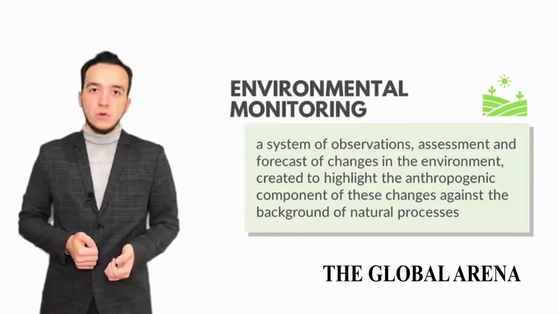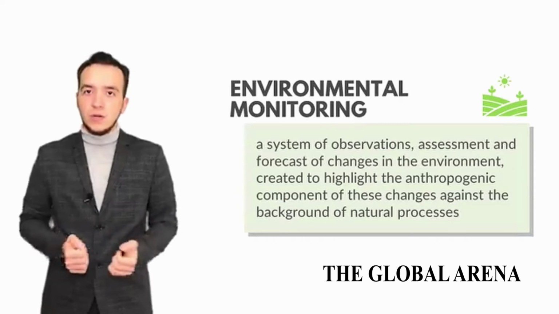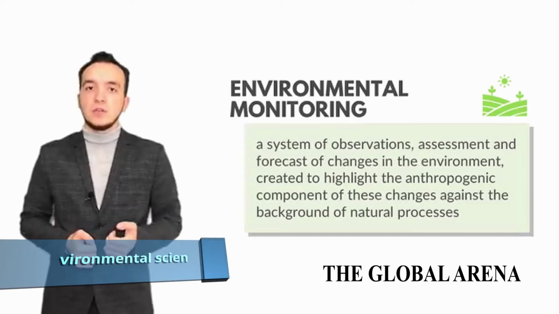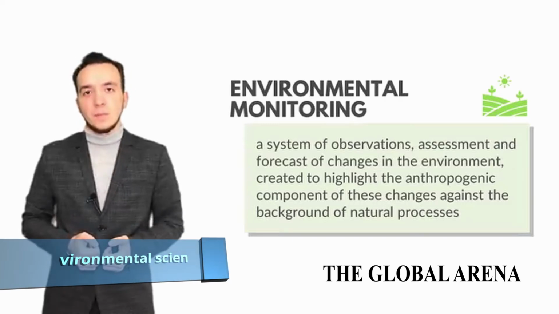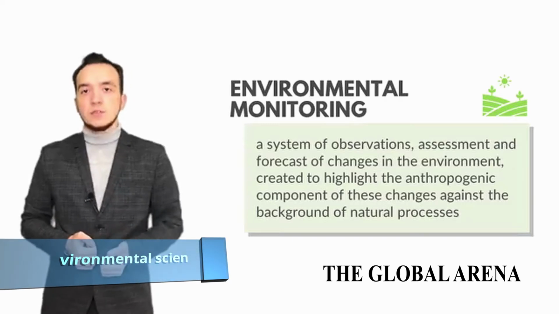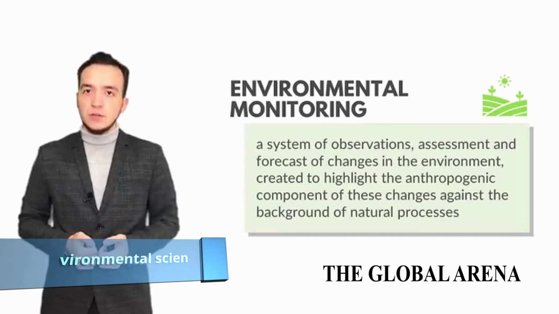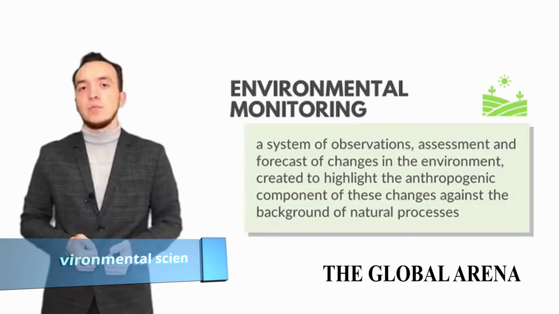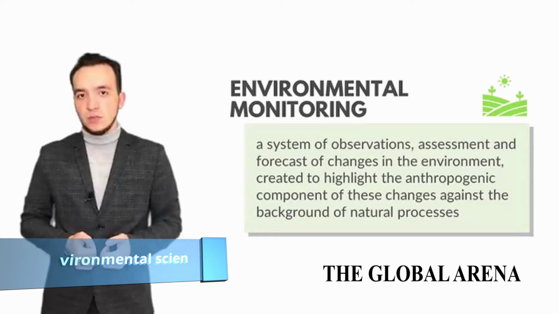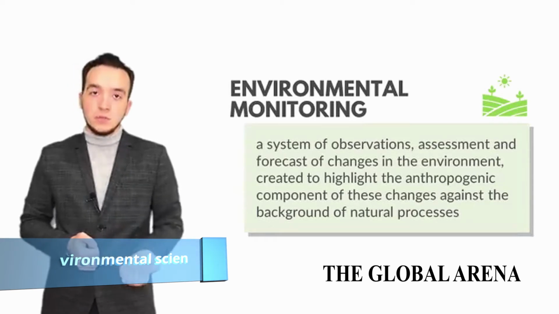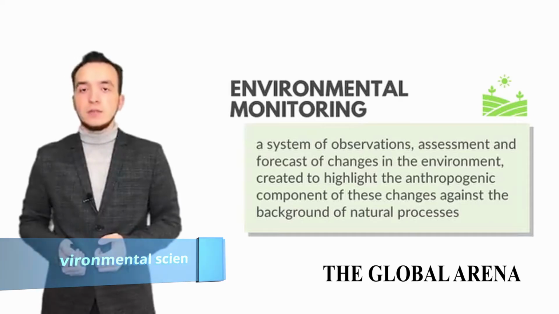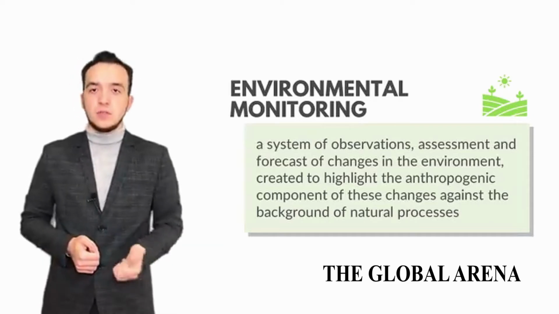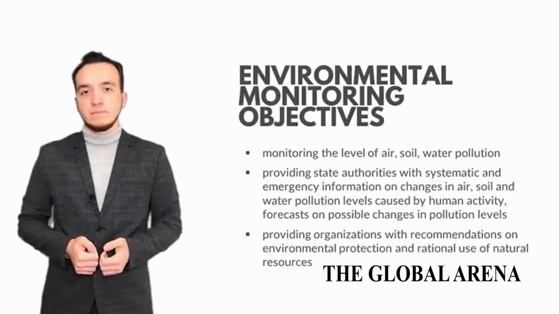Environmental monitoring involves observation of all components of the environment: soil, water, air, and biological resources. The environmental monitoring system is based on a network of observation points, which are installed in cities, on water bodies, both in areas with high anthropogenic impact and on uncontaminated sites.